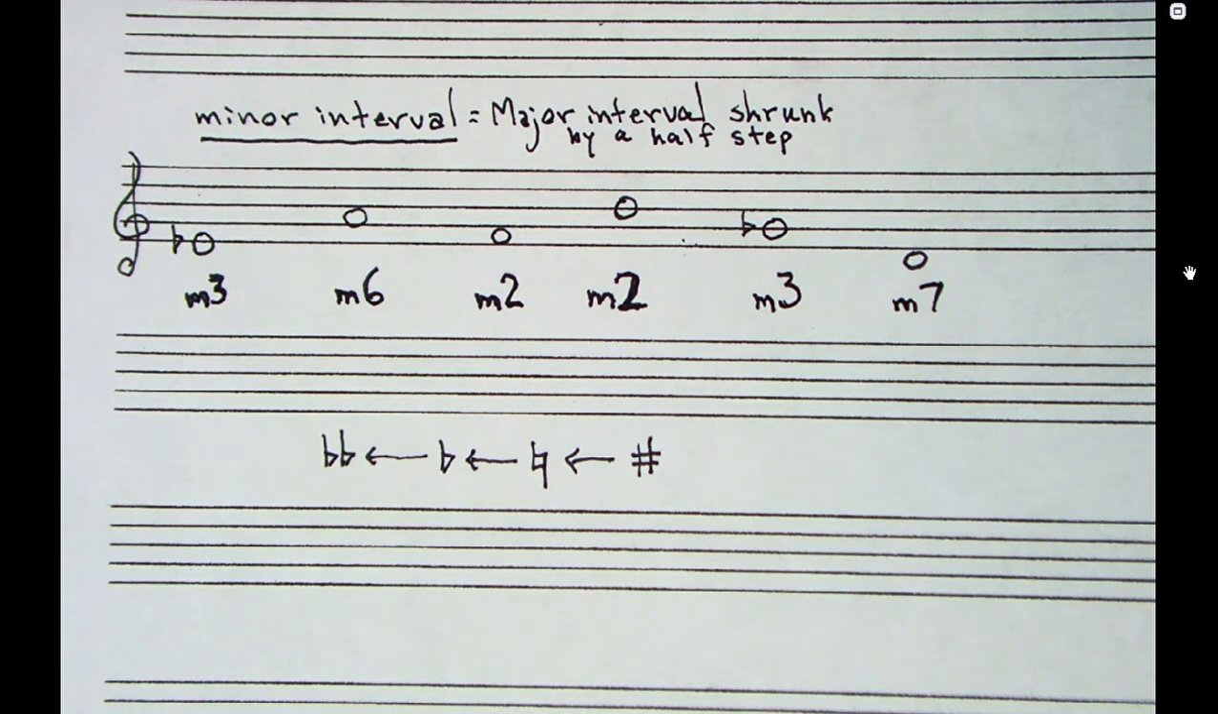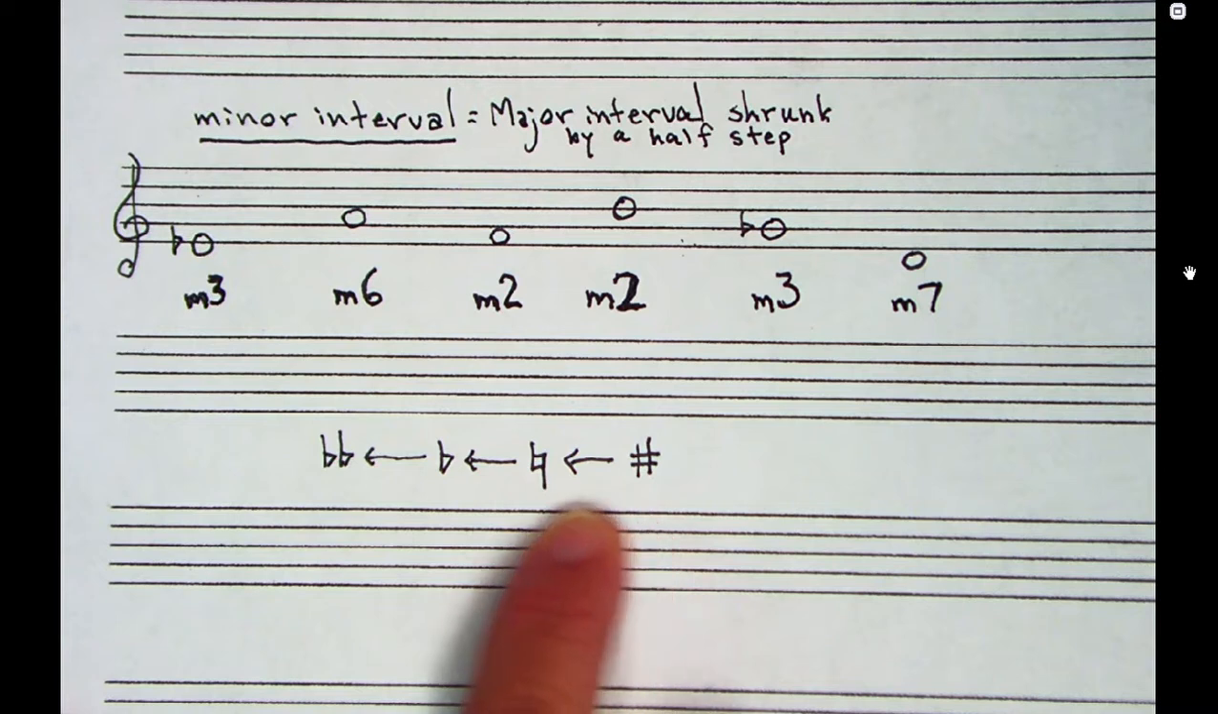Okay, moving on to minor intervals. Minor intervals are defined basically, my definition is any major interval that is shrunk by half a step. Now remember, half steps are the very next note on the piano, black or white, it doesn't matter. So when you're thinking about minor intervals, it's important to remember our order of accidentals as I have listed here.